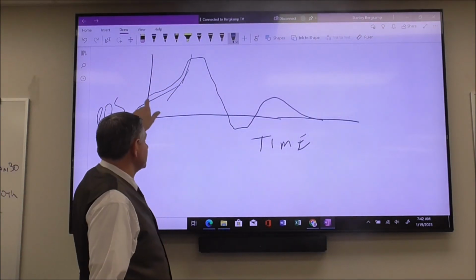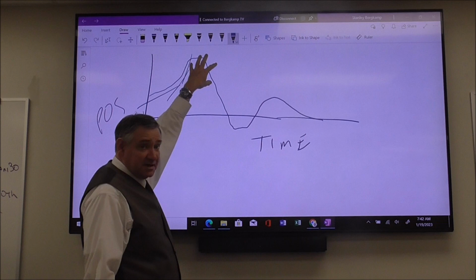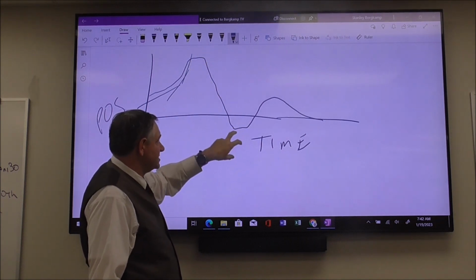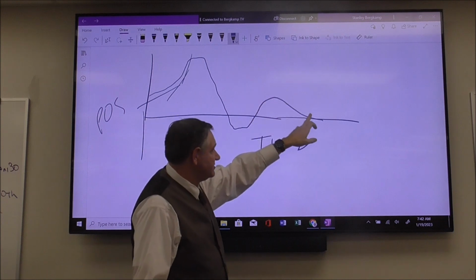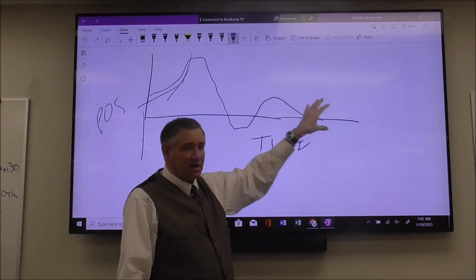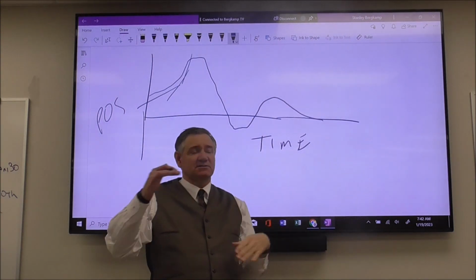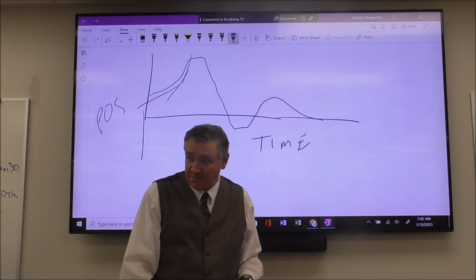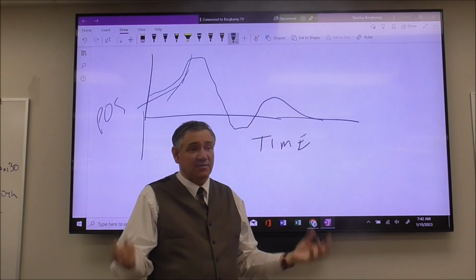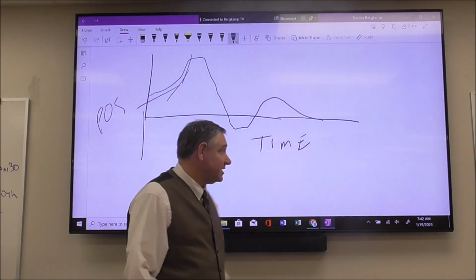So I changed direction here because I went from positive to negative. I changed direction here because I went from negative to positive, and then I changed direction here because I went from positive to negative there. So anytime you see a change in the sign of the slope on a position time graph, that means that you're going to change direction.